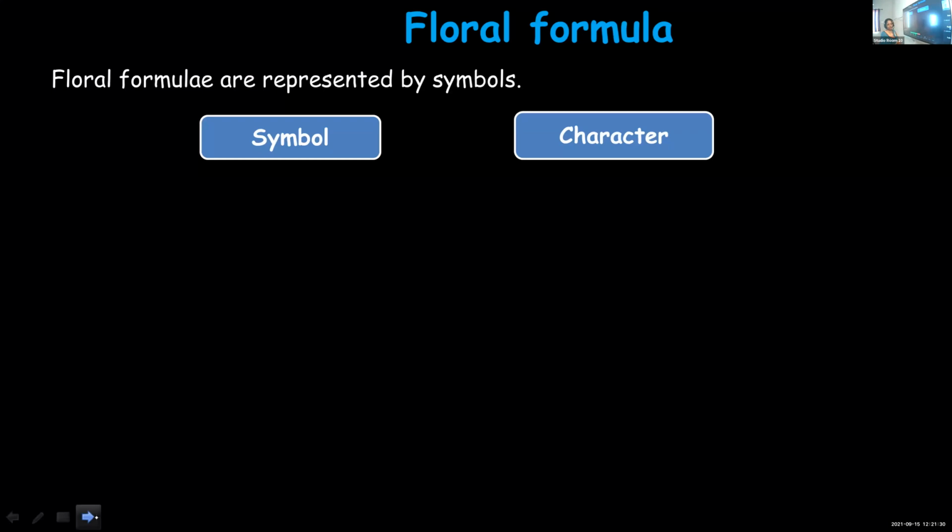Floral formulae is also presented along with the floral diagram. Here the different characters are shown by means of symbols. You can be asked to make a floral formula of your own. Some characteristics will be given, and you will be asked to write down the floral formula with those characteristics. So you should know the different symbols.